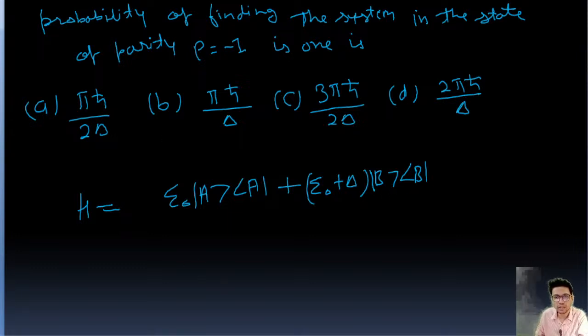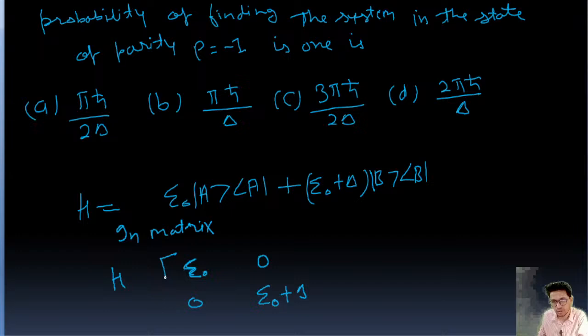So we can write this in matrix form, guys. If we have this type of Hamiltonian, how do we write it in matrix form? In matrix form, this H is going to be simple. This will be E naught, 0, and 0, E naught plus delta. So this is the matrix form of the Hamiltonian. This is a very important step, guys.